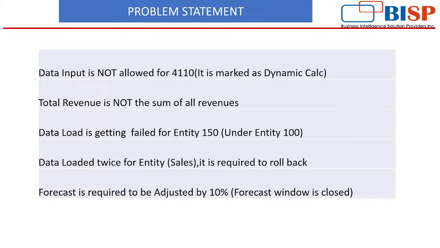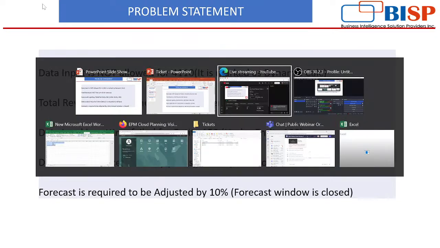So I'll start again. We have a few tickets to solve today, which all have issues in the member properties. If you see the first one, data input is not allowed for members, say 4110. It is marked as dynamic calc. So let's go to the account dimension. 4110 is a member of the account dimension. So let's go to the application and see this member.